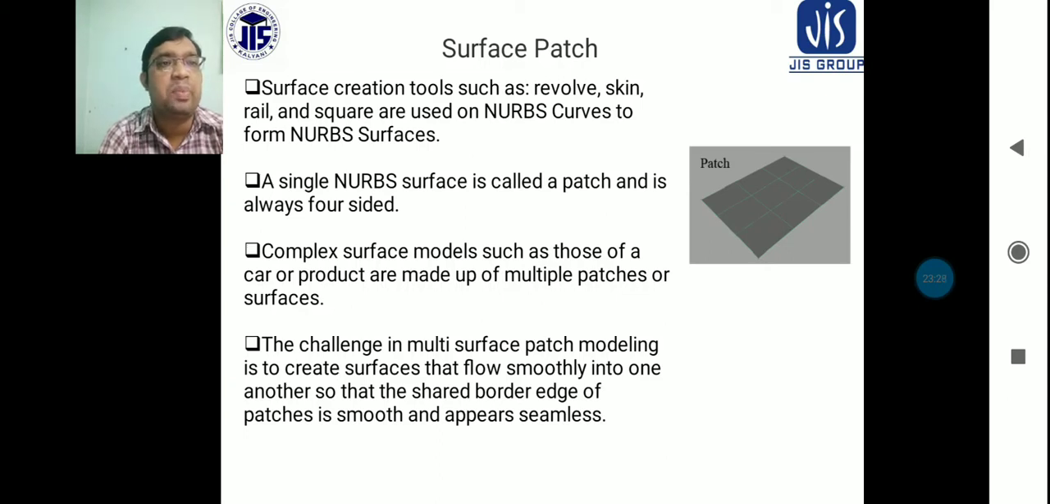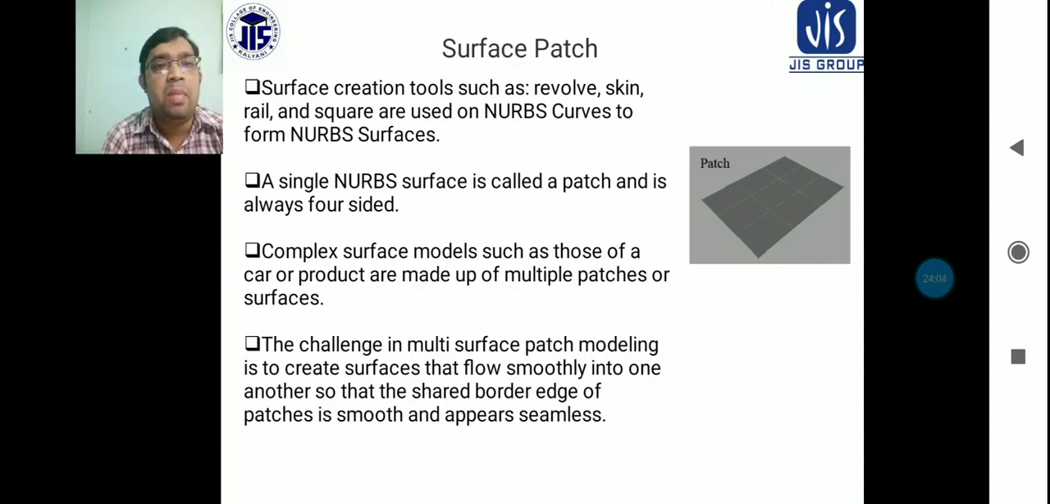You can see here this is one patch that will be given. The single NURBS surface is called a patch and always has four sides, as you can see here, like a square with four sides. Complex surface models such as those of a car or product are made up of multiple patches or surfaces.